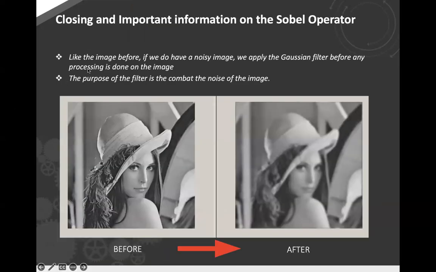So, like the images before, if we do have a noisy image, we can apply a Gaussian filter before any processing is done. The purpose of this filter is to combat the noise in the image. So this is what it looks like before, and this is what would happen after you apply the Gaussian filter and then the Sobel operator, and you would just get the edges of the image.